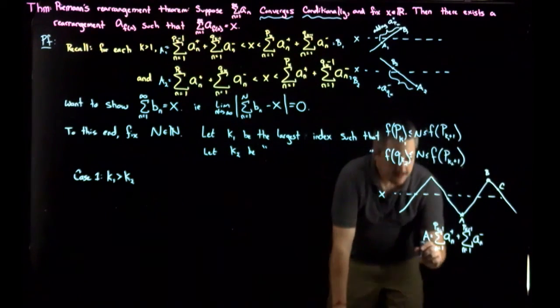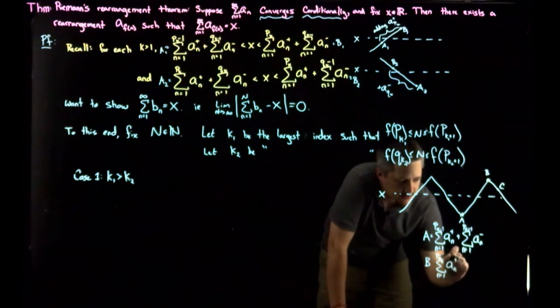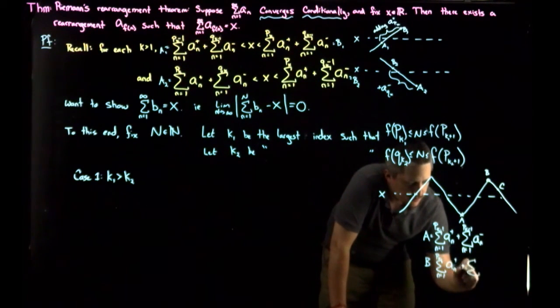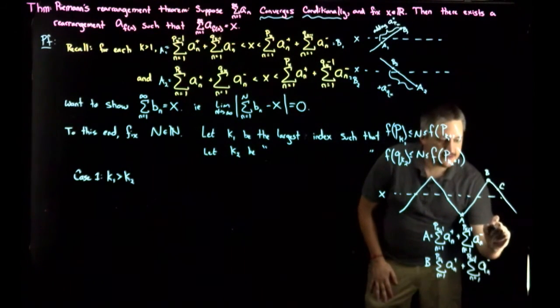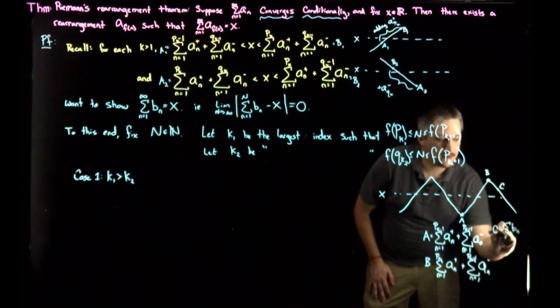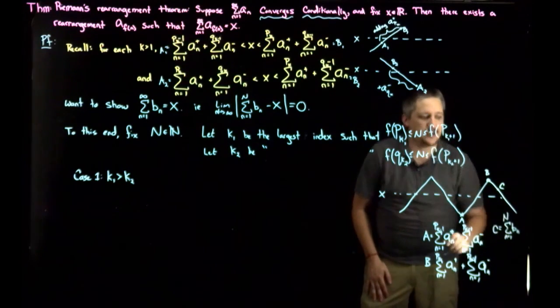So B then is the sum going from 1 to p sub k1 of a_n plus, sum n equals 1 to p sub k2 minus 1 of a_n minus. And point C is my actual goal, my sum up to B_n, to whatever that index is, which was labeled capital M, okay?